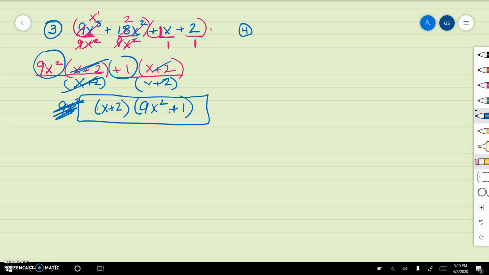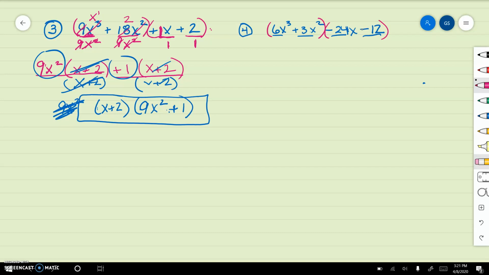Number 4. 6x to the third plus 3x squared minus 24x minus 12. Okay, here we go. We have 4 terms here. 1, 2, 3, 4. That means we're going to break it up into 2 groups of 2. So we put a parentheses around the first 2 terms, and we put a parentheses around the second 2 terms.